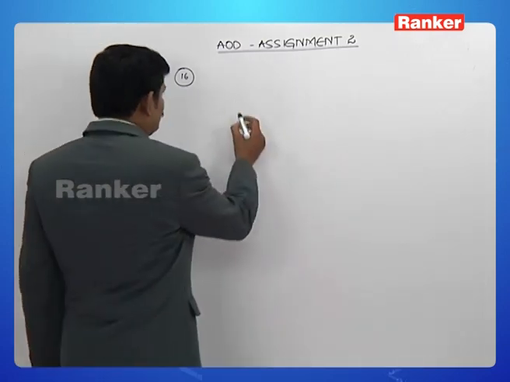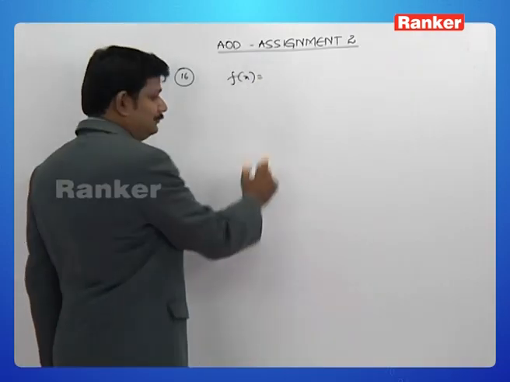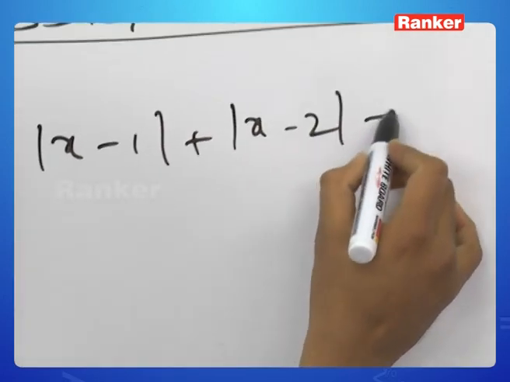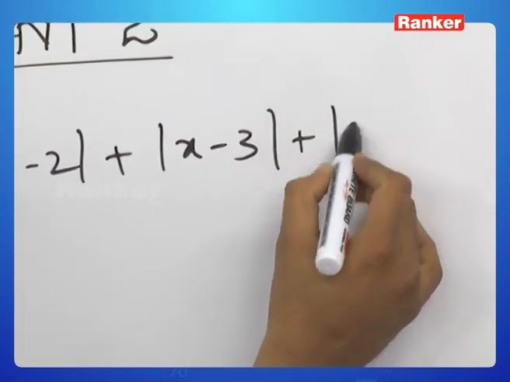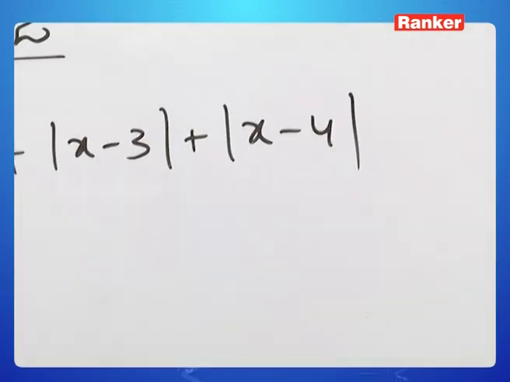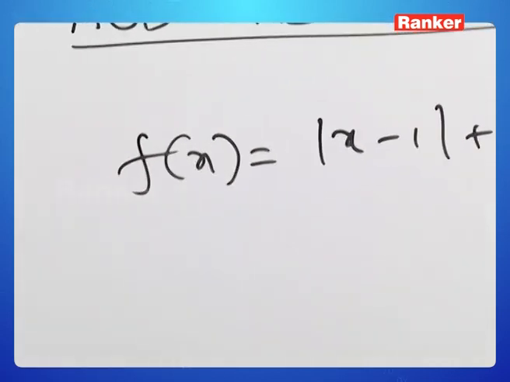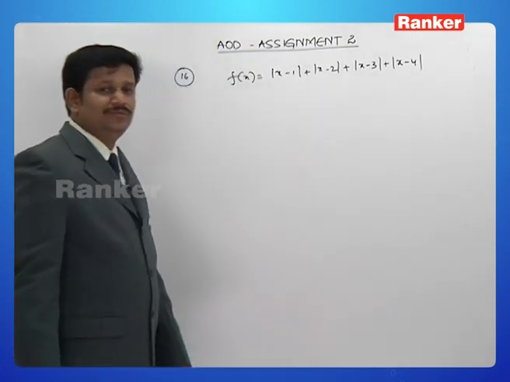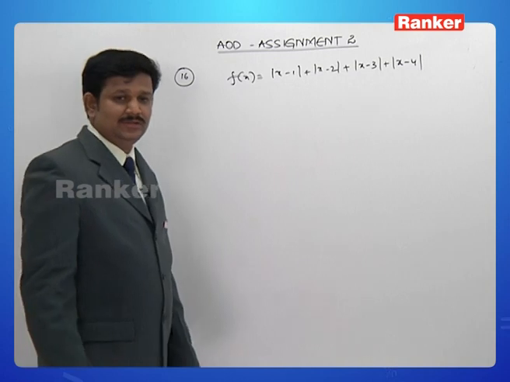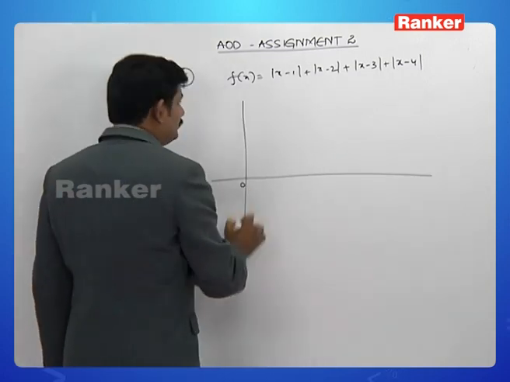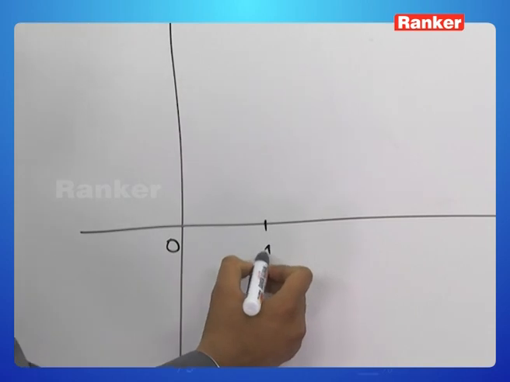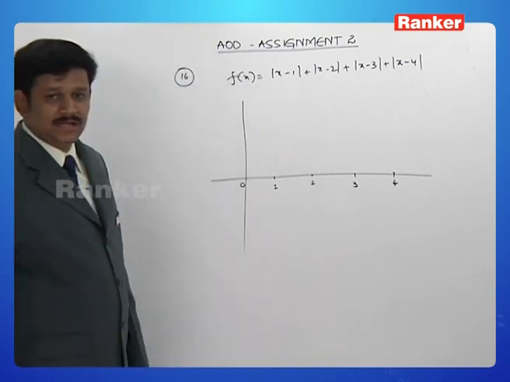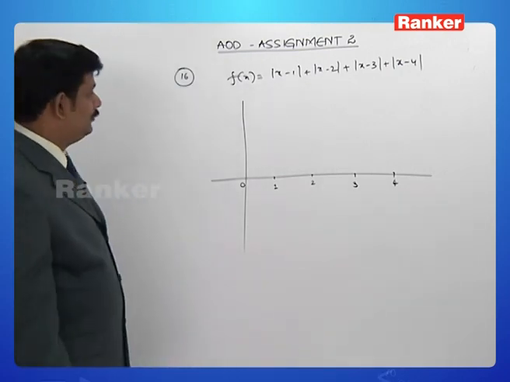So, let us see, f of x is given as mod x minus 1 plus mod x minus 2 plus mod x minus 3 plus mod x minus 4. We have to find the points of local minima for this function. Let us cut the x axis at 1, 2, 3 and 4.